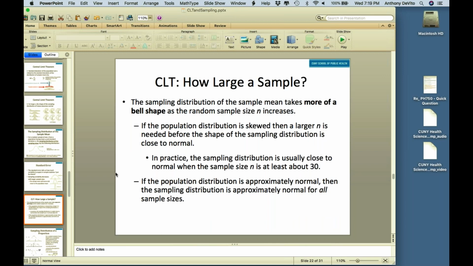Okay, how large a sample should you use? This is a question that's going to bug us and drive us crazy through the rest of the semester, because you know how time is money? In statistics, sample size is money, right? So whenever we do a study, the sample size that we determine.